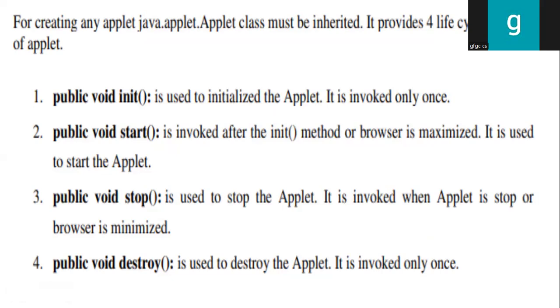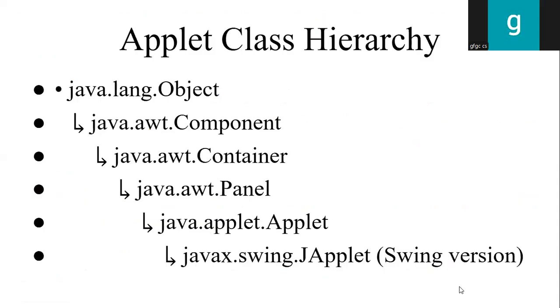For creating any applet, the java.applet.Applet class must be inherited. It provides four life cycle methods of an applet. The first one is public void init, used to initialize the applet. The next one is public void start, invoked after the init method or when the browser is maximized. It is used to start the applet. The public void stop method is used to stop the applet. It is invoked when the applet is stopped or the browser is minimized. Public void destroy is used to destroy the applet. It is invoked only once.